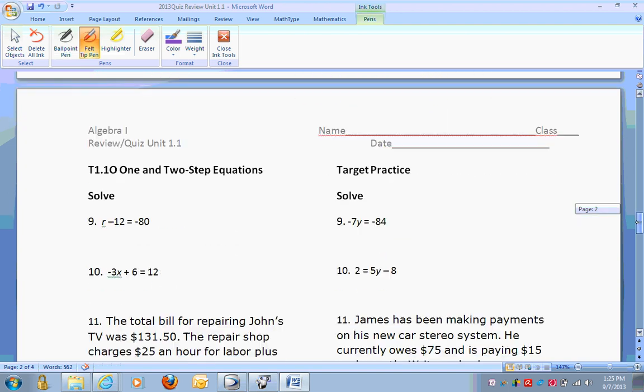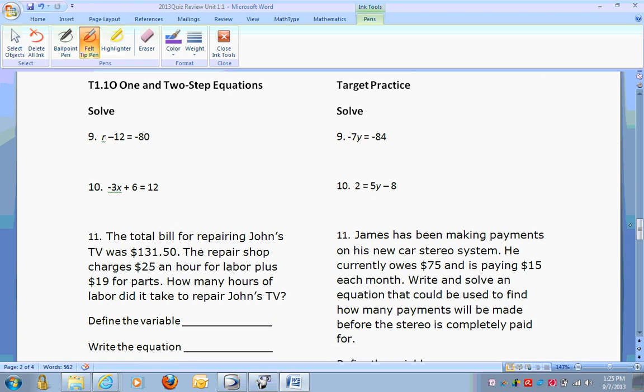Okay, moving on to 1- and 2-step equations. They're asking us to solve in number 9 for the variable r. So we are subtracting 12 from r, so the opposite of subtracting is adding. So we're going to add 12 to both sides. And when we do that, we're going to bring down the variable r, bring down our equal sign. The negative 12 and positive 12 cancel out, which is what we wanted. And then negative 80 plus 12 becomes negative 68. And there is my answer.